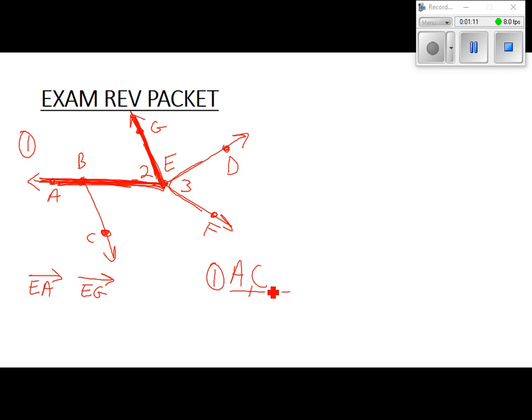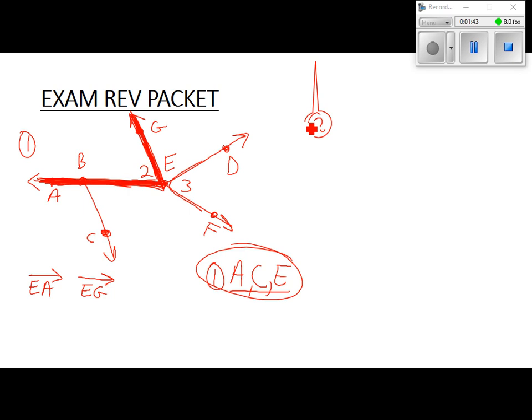Then angle GAE. GAE, that angle's not even really in the picture, so that won't work. Remember, the vertex has to be the center letter. And angle AEG. So yes, that will work, and that was letter E. So 3 of those answers will work. That's your answer to number 1.